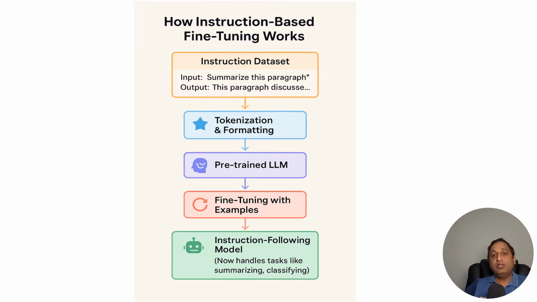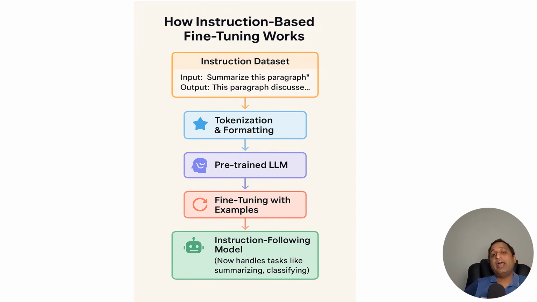Next, we tokenize and format this data to fit the model's input format. I'm going to talk about these steps when we actually walk through the code. I'm going to explain what tokenization is and why we tokenize data. We'll get into details later when we start the code walkthrough. This step turns the instruction and output into a sequence of tokens the model can learn from. Then we feed these tokens to a pre-trained language model, one that already understands general language but hasn't yet learned how to follow tasks.